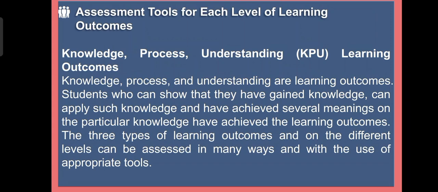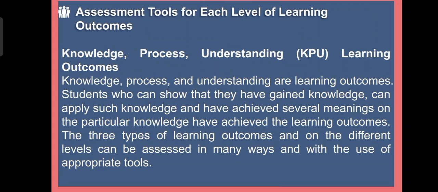So I will be going to discuss assessment tools for each level of learning outcomes. We'll be talking about something called KPU, or knowledge, process, and understanding learning outcomes. Basically, this means that when students learn something, there are three things they need to be able to show in order to prove that they really understand it.